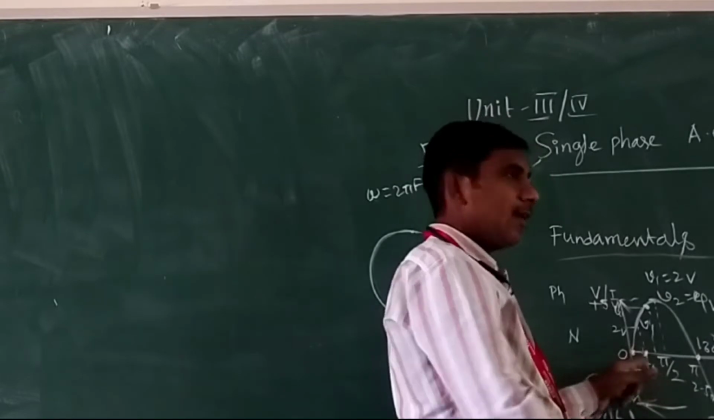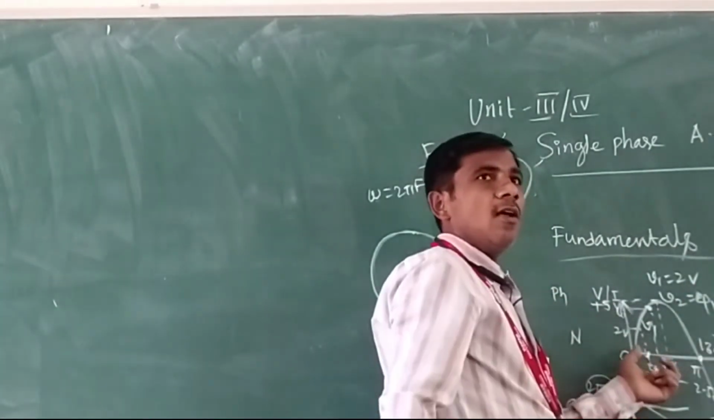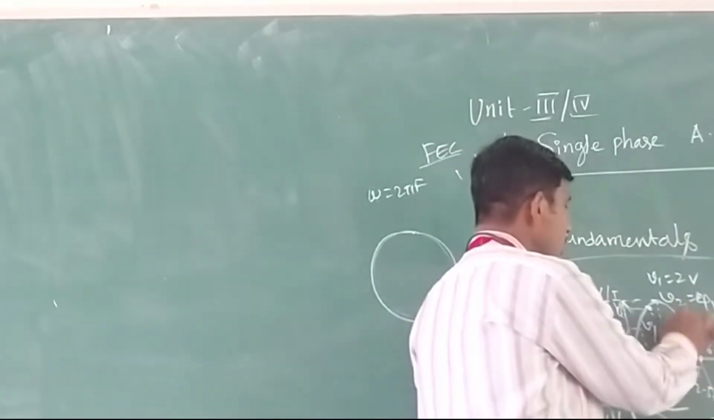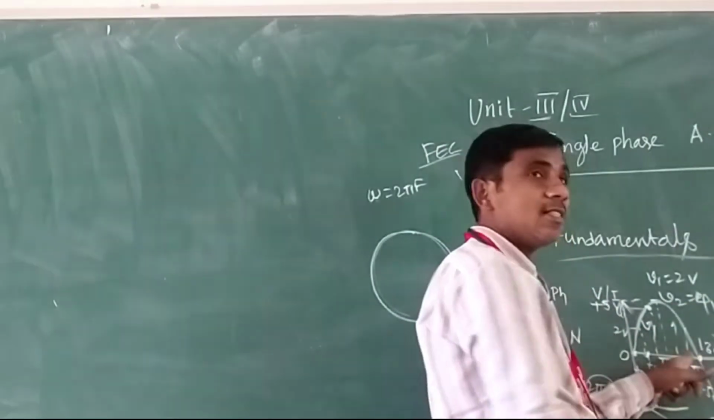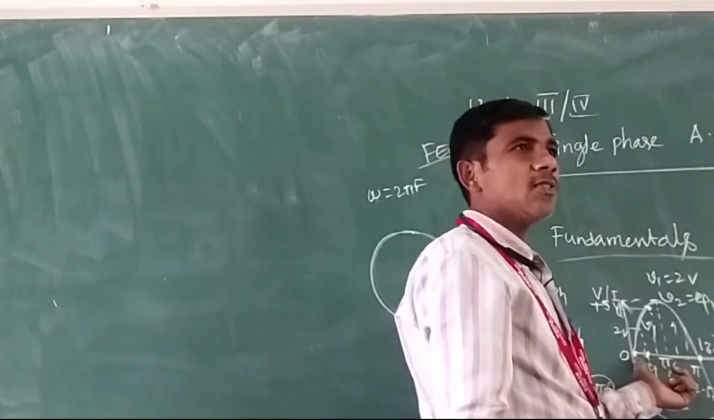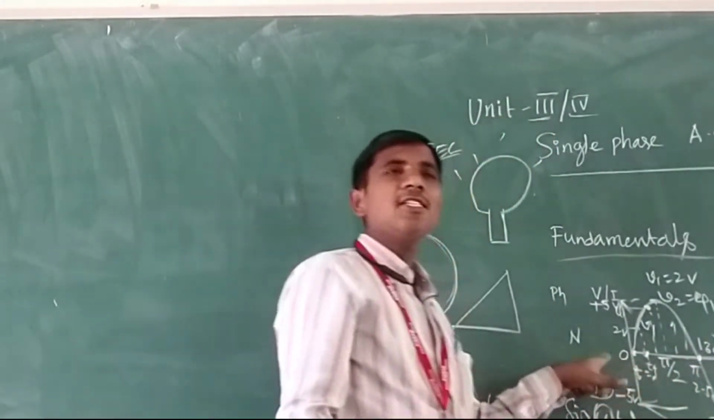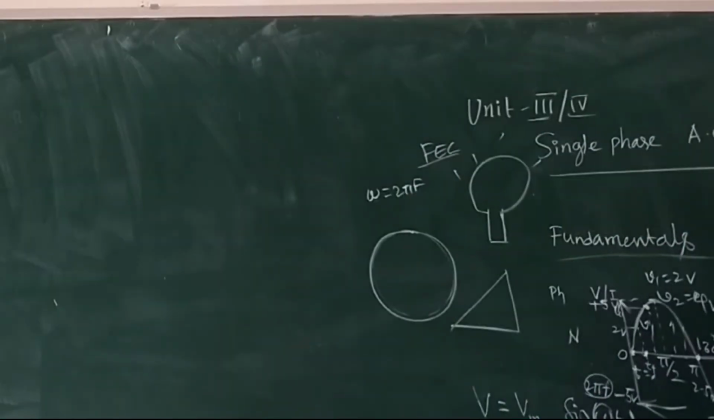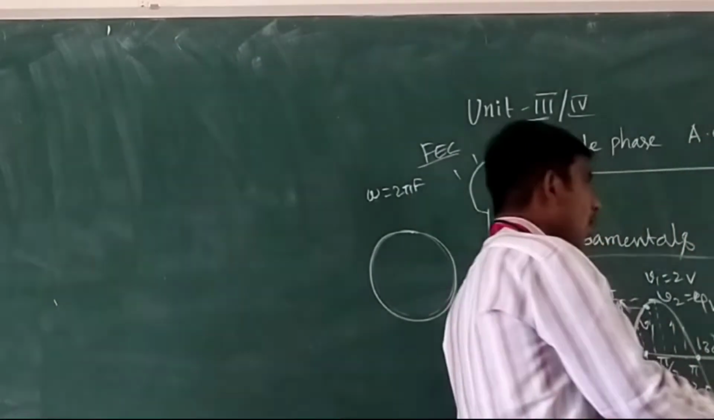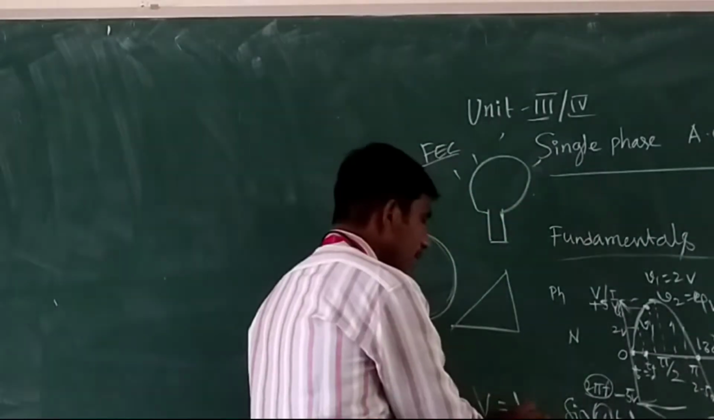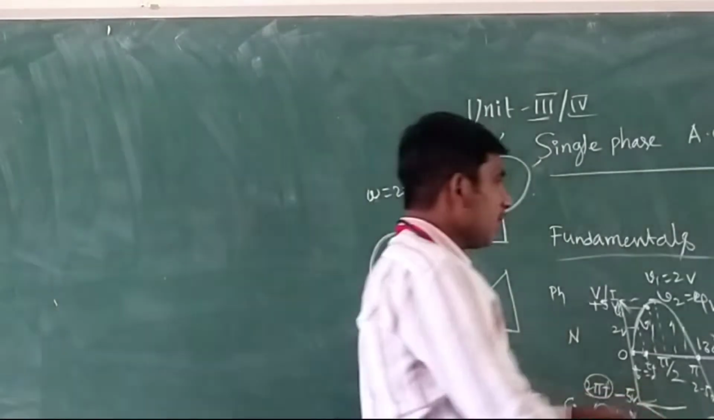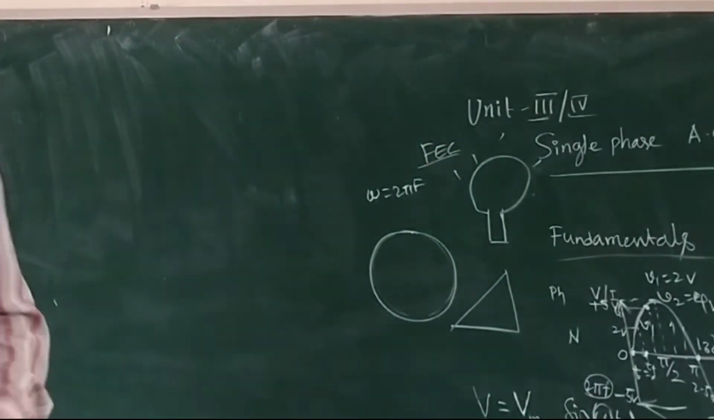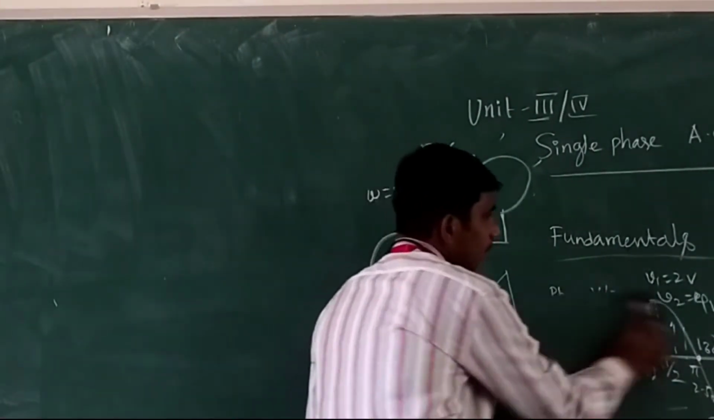A complete cycle of a signal consists of so many instantaneous values. At this instant, what is the voltage? At this instant, what is the voltage? These are the instantaneous values. One thing we have to remember: instantaneous values are represented with small letters, V1, V2, like that. Maximum values are always represented with capital letters. The maximum value is the peak value of the alternating quantity.